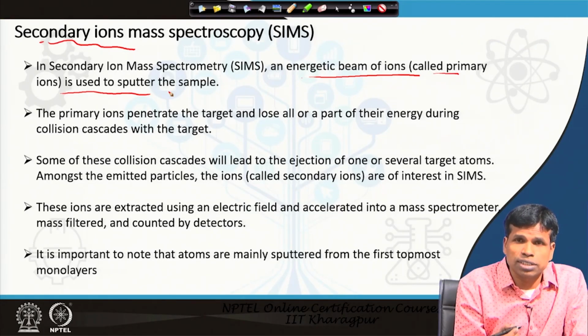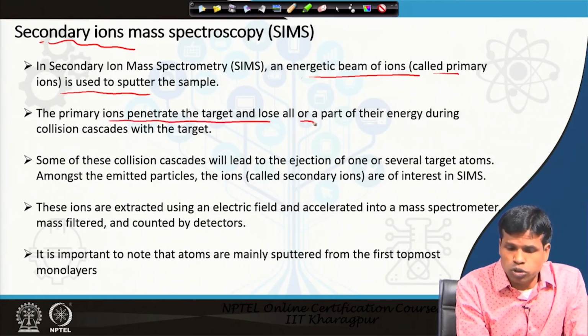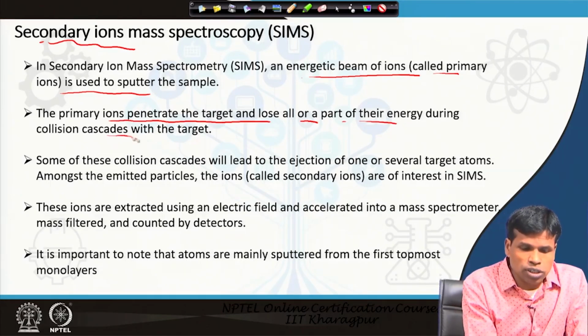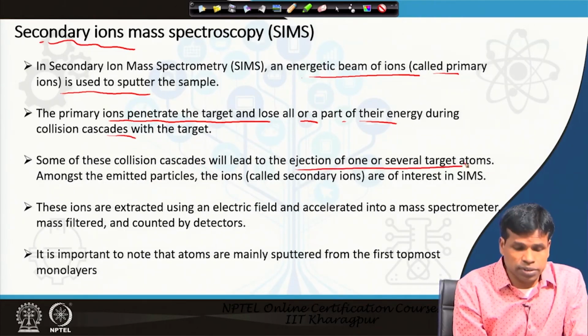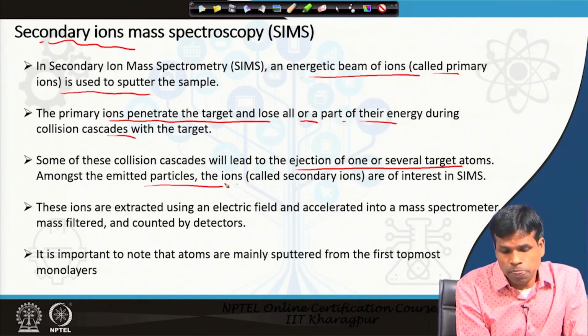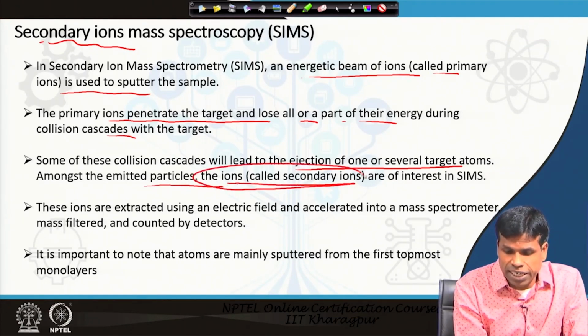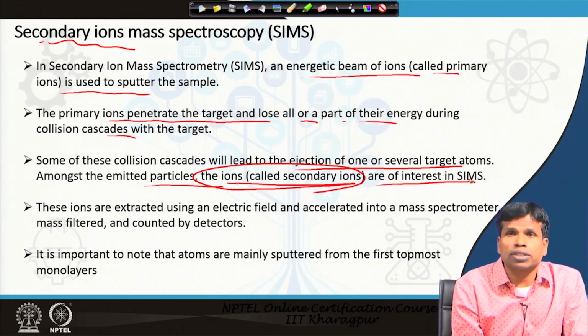The primary ion penetrates the target and loses all or a part of its energy during the collision cascade with the target, and this process leads to ejection of one or several target atoms, that is, the sputtered atoms. Among the emitted particles, there will be ions, called secondary ions, and when we measure the mass of these secondary ions, that is of our interest in secondary ion mass spectroscopy.